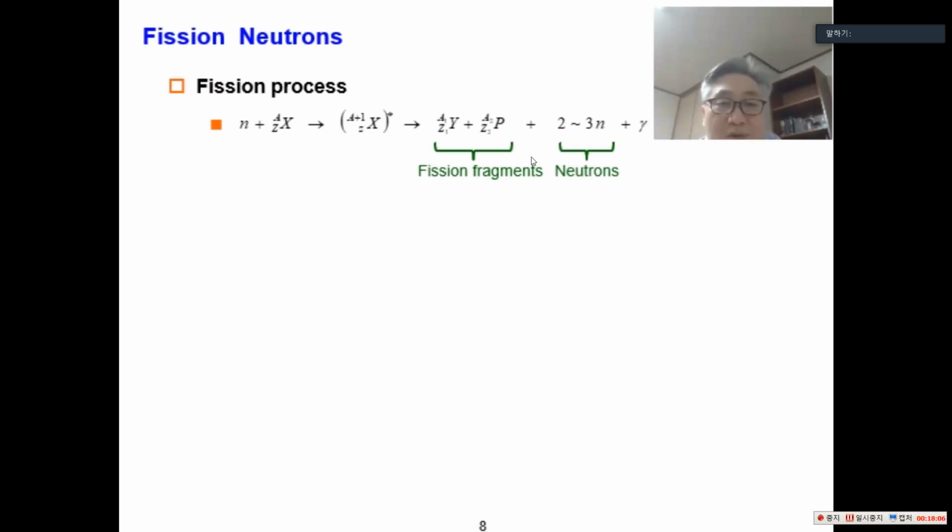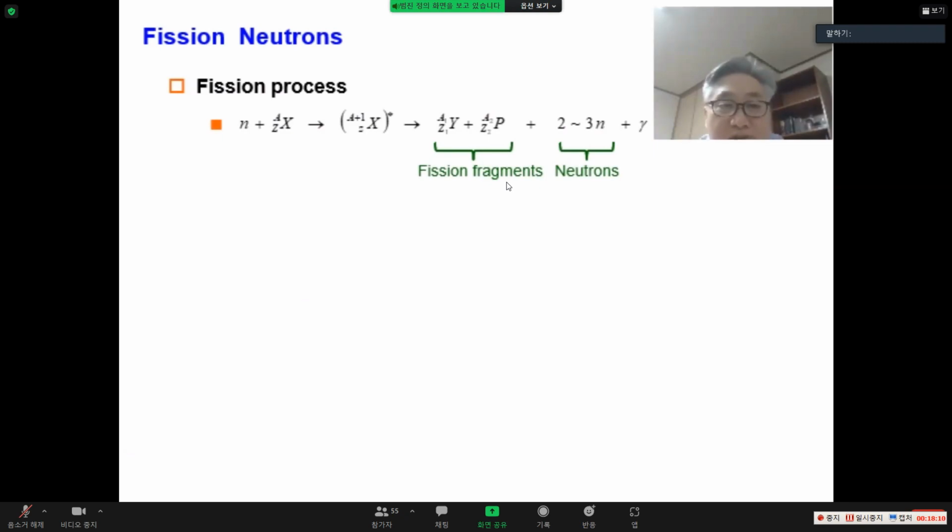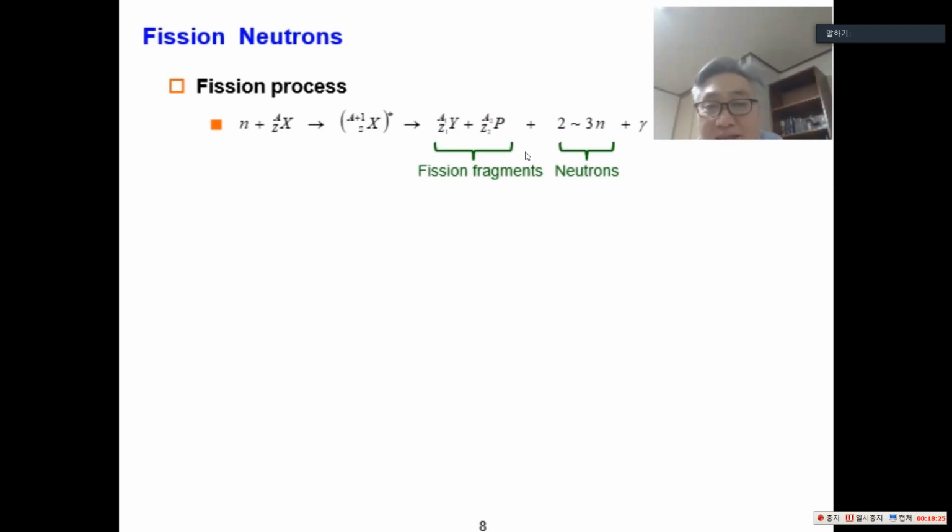This is the fission process. A neutron is absorbed by an element, and then it becomes an unstable element. It decomposes into 2 fission fragments, and 2 or 3 neutrons come out, along with gamma ray emission. This is typical of the nuclear fission process.